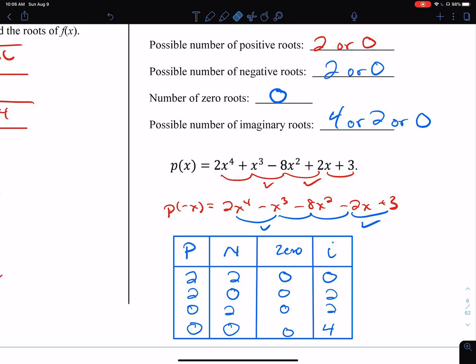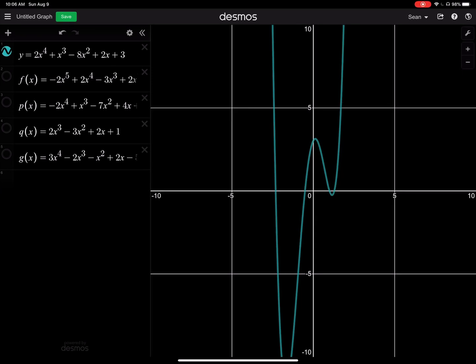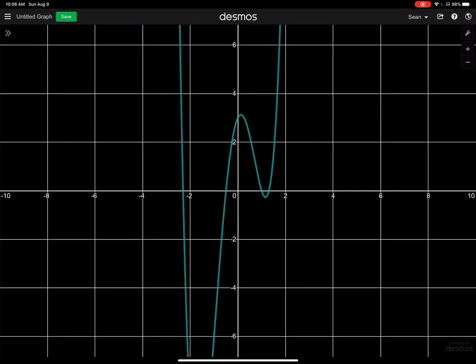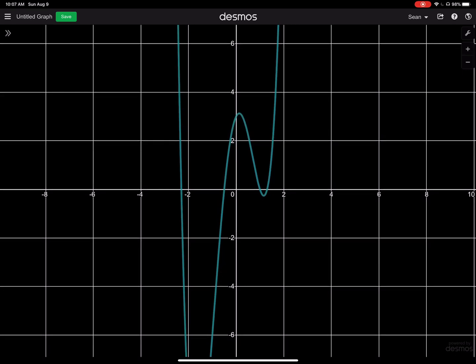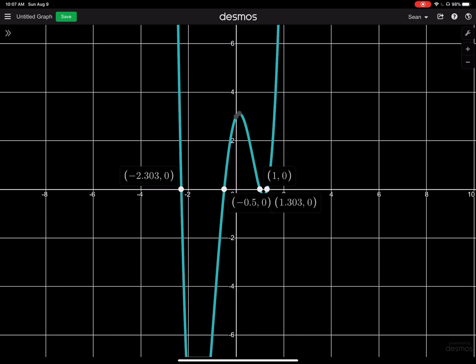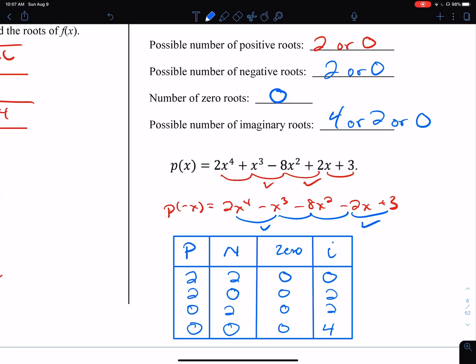Now, to determine which one is correct, the directions say, use your calculator to determine which of these are actually true. So I've already got this graphed. We can see that we have 2 negative roots and we have 2 positive roots. So our first possibility was the correct one, which we didn't know that. It just happened to be that way.